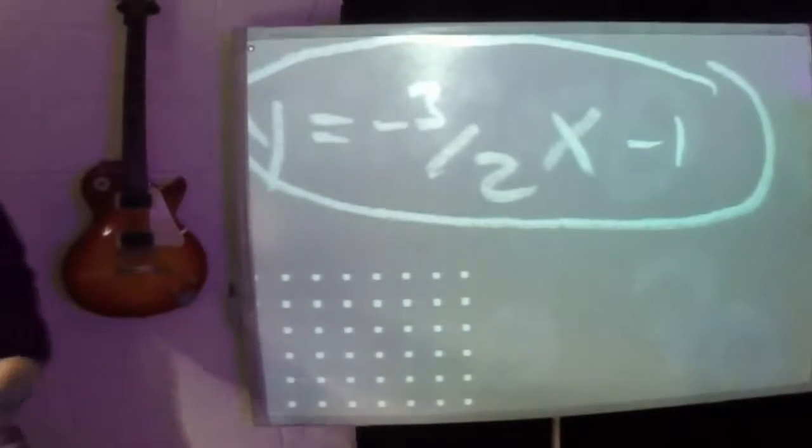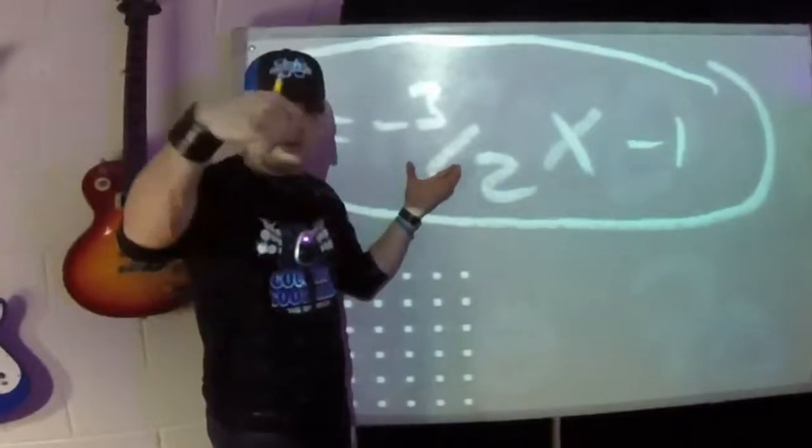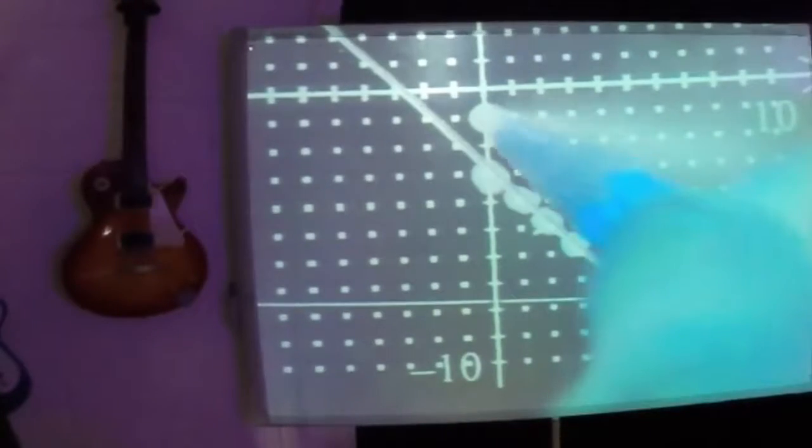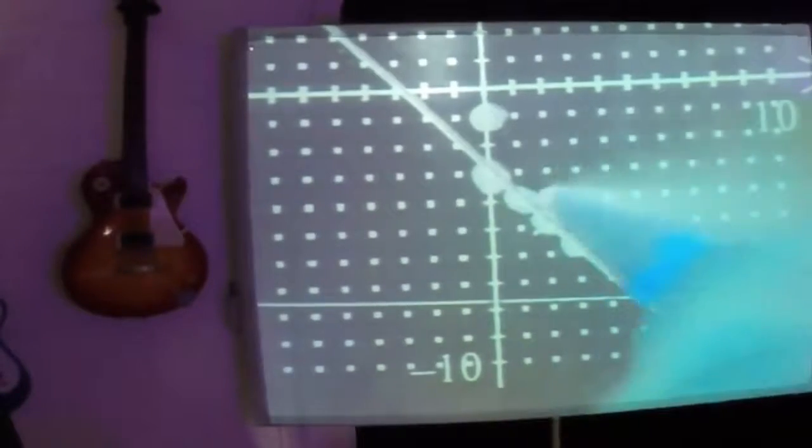My slope just happens to be -3, right 2. So down 3, right 2. From my dot, down 3, right 2. 1, 2, 3, 1, 2. Gets me right here.